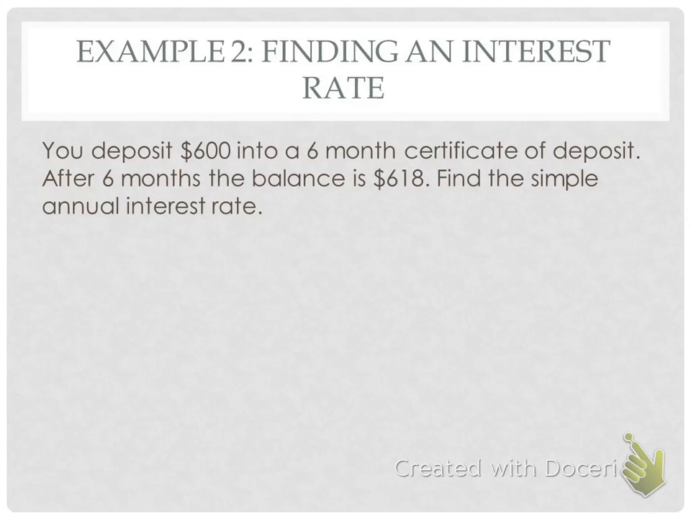Example 2. Now, in example 2, here's what it says. You deposit $600 into a 6-month certificate of deposit. After 6 months, the balance is $618. Find the simple annual interest rate. Find the rate. Okay, so now, what do I always start with? I equals PRT. Now, what is my principal? 600. Okay, that's my initial amount that I invested, $600. Do I know the rate? No. That's my R.